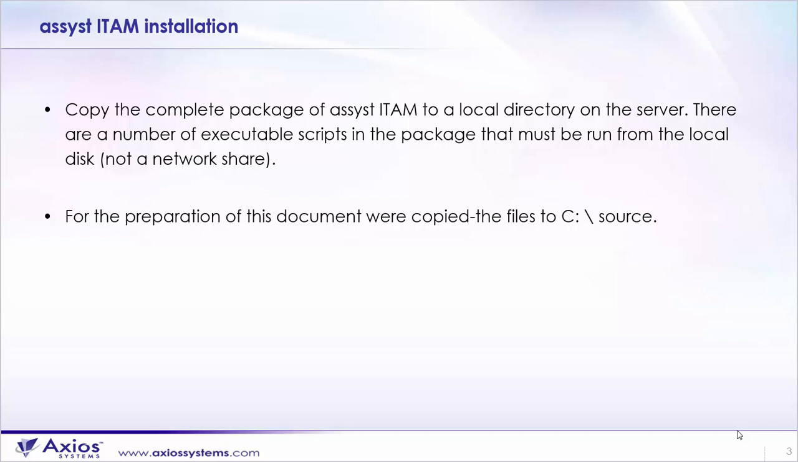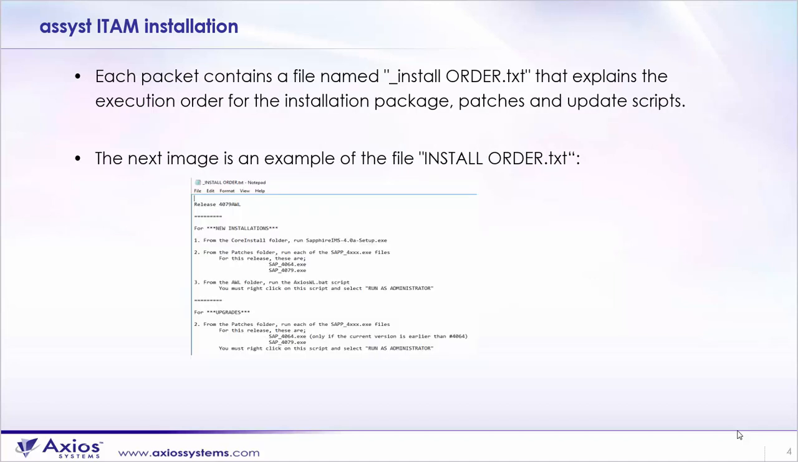We copy the package of assystITAM to a local directory on the server. There's lots of scripts in there and they must be run from a local disk. For our preparation in this document, everything was copied to the C drive, which is the best place to put ITAM. When we install ITAM, every packet of information has an install order.txt that explains what we have to do and how we have to do it.